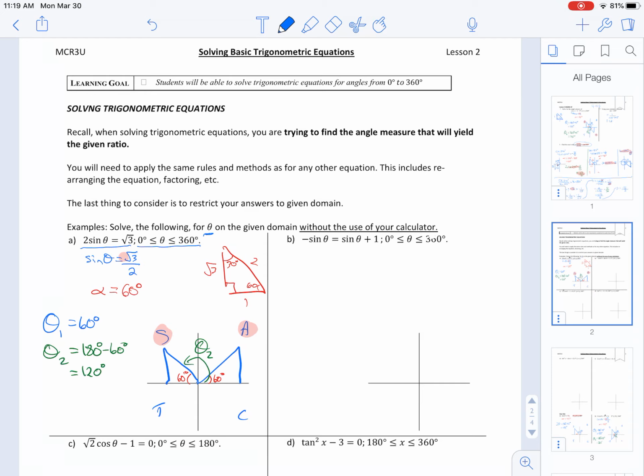Next one here. Now I've got negative sine theta on one side, and I've got another sine theta on the other, plus 1. So what I want to do is get all of my sines to one side. So I'm going to subtract the one on the right over to the left. So I'm going to get negative sine theta minus sine theta, which is negative 2 sine theta equals 1. So again, trying to isolate for theta, I need to divide both sides by the negative 2. So I get negative 1 over 2 here.